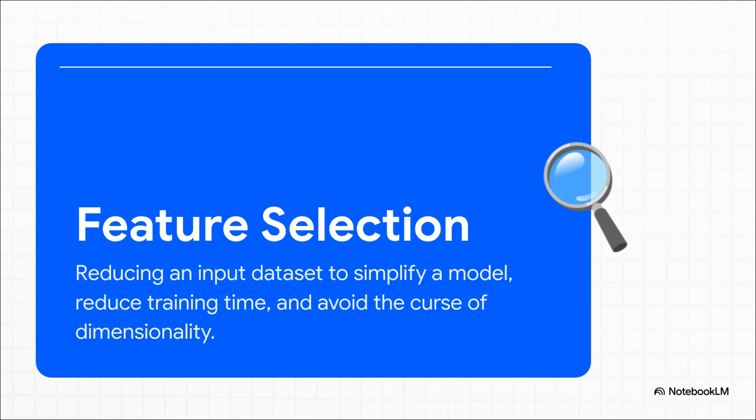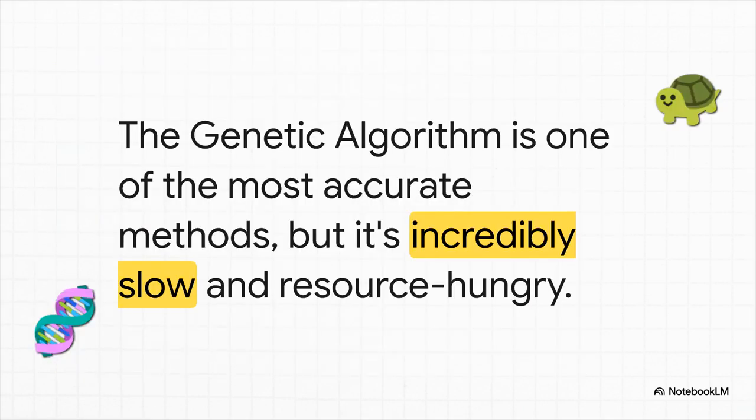The strategy is something called feature selection, and you can think of it like an expert chef tasting ingredients. Instead of throwing everything into the pot, you pick only the ones that add the most flavor. By feeding a machine learning model only the most important features, you make it simpler, way faster, and a whole lot smarter. Now, when it comes to finding those best features, one of the top-tier tools is the genetic algorithm. It's fantastic at sniffing out the best possible combination of variables, but, and this is a huge but, it has a major flaw. It is painfully slow, and it eats up a ton of computing power, which kind of makes it useless for the giant data sets where we need it the most.